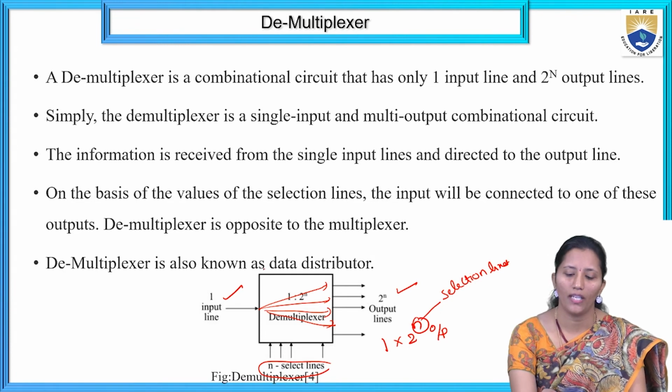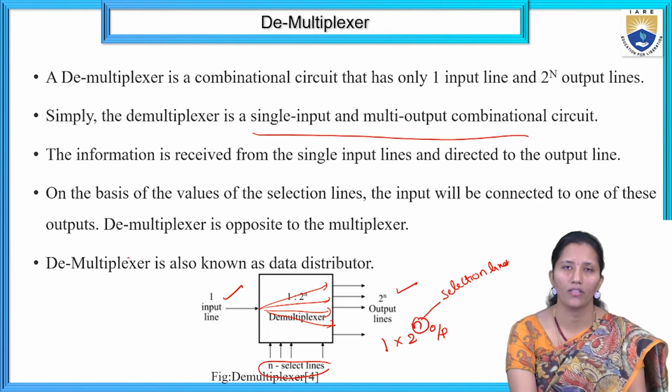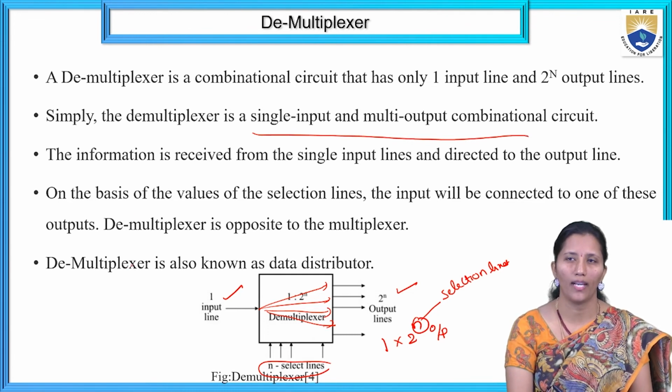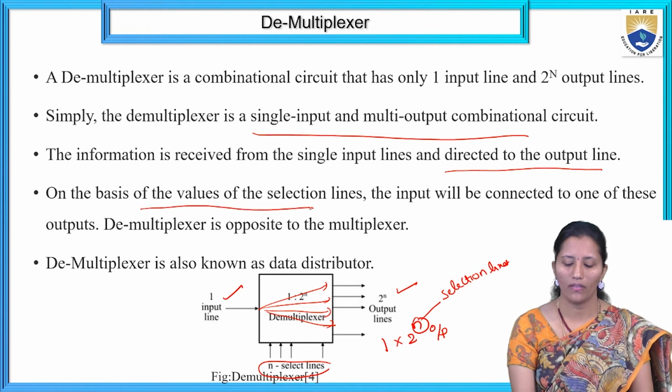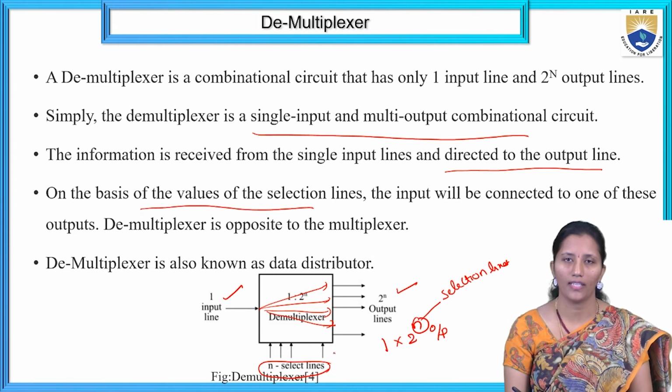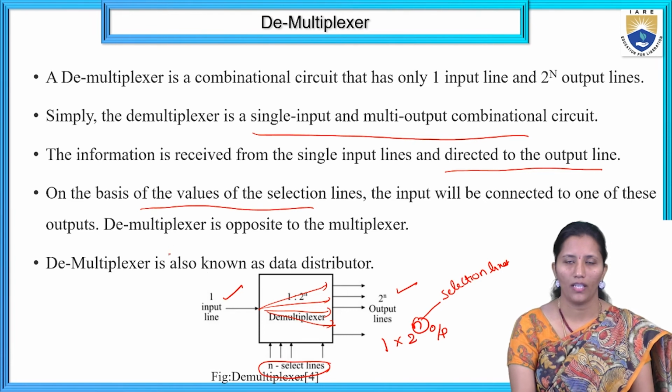Simply, the demultiplexer is a single-input and multi-output combinational circuit. Here the information is received from the single input line and directed to any one of the output lines. On the basis of the values of the selection lines, whatever selection line inputs we are giving, according to those values the input will be routed to any one of the outputs. The demultiplexer's function is opposite to the multiplexer's functionality.